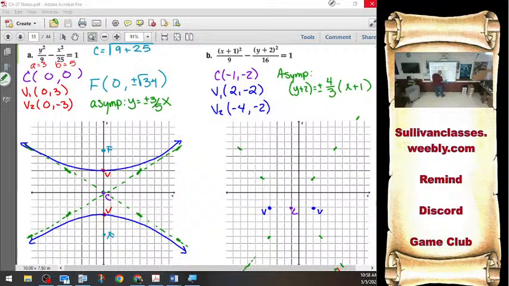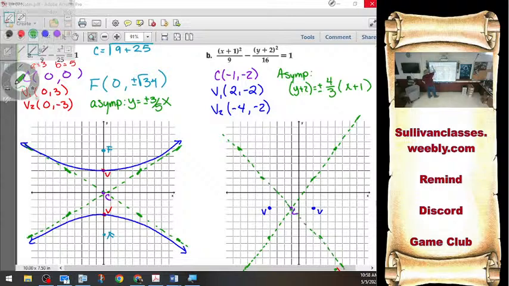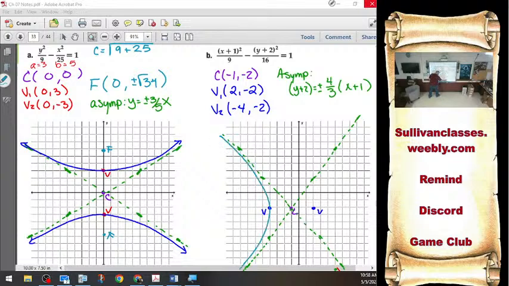Connect dots. Ooh, that last one was bad. Go ahead and make your hyperbola. Curls along asymptotes. Hits vertex. Curls along asymptotes. Hits vertex. Almost there.